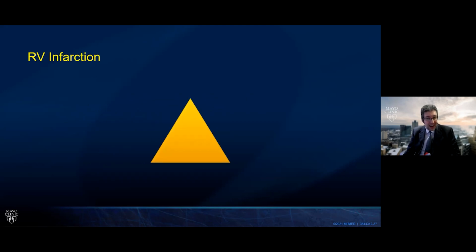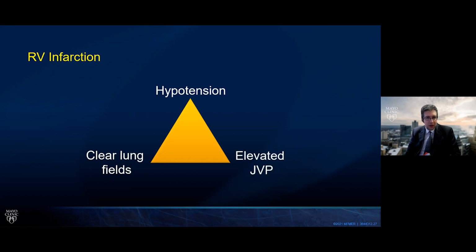There's a classic triad of symptoms and presentation of RV infarct. And I think it's important to recognize this. A classic triad of hypotension, clear lung fields, and elevated JVP. Now, if you look at this triad, you could say other things can look like this. Honestly, tamponade can sometimes look like this, and you may have to look at other things to help distinguish them. But I think that those clear lung fields really help to distinguish a predominantly RV issue from an LV issue, and I would recognize this triad.